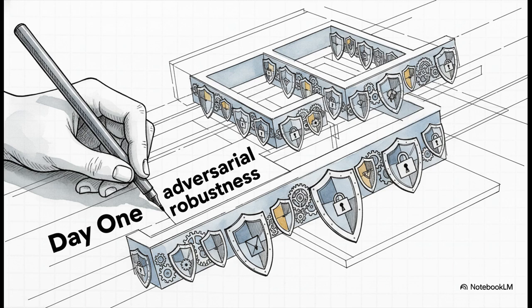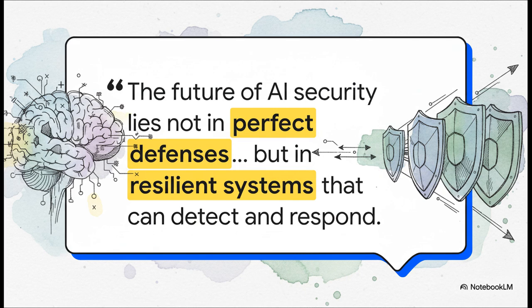Making it robust against these attacks has to be a core requirement, baked in from the very beginning of the development process. The source material really wraps up the whole philosophy perfectly. It says, the future isn't about building a perfect, unbreakable defense, because that's probably impossible. The real goal is resilience. It's about building systems that are smart enough to detect, respond to, and recover from attacks when they happen.